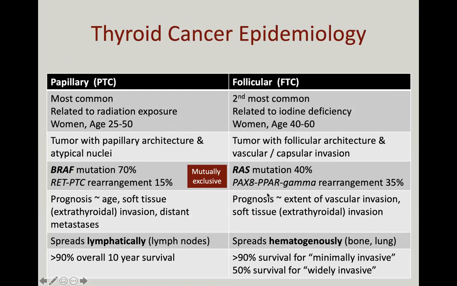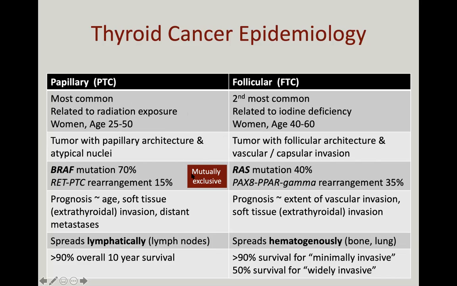So just to review a little bit on thyroid cancers, papillary versus follicular. Papillary is certainly the most common, follicular next. So related in some cases to either radiation exposure or iodine deficiency. Very frequently thyroid disease happens in women, but PTC can actually happen in all ages, ranging from very young, even children, to very old. PTC is defined by the papillary type of architecture and the atypical nuclei. FTC is defined by the follicular architecture and that vascular and capsular invasion.